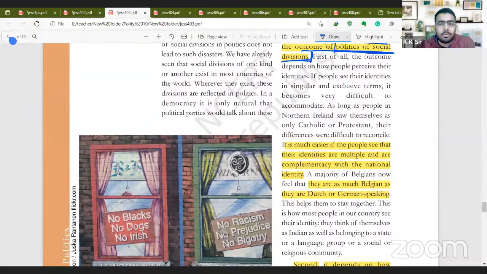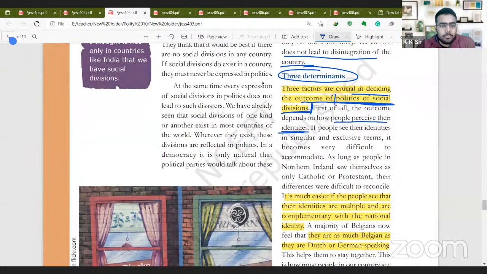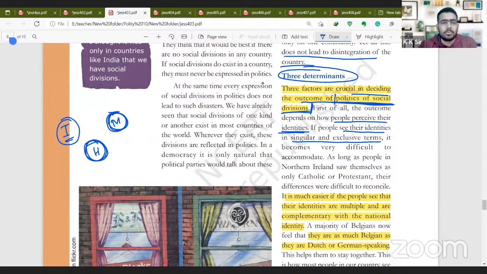The outcome depends upon how people perceive their identities. देखो, in our country, we say कि first we are Indians, that's my identity, or first we are Hindus or we are Muslims. If people will perceive their identity first as their religion or as their caste, if the people see their identities in singular and exclusive terms कि मैं तो बस हिंदू हूं, ऐसा एक्सक्लूसिव टर्म में अगर कोई सोचने लगे, या तो मैं तो बस मुस्लिम हूं, that would lead to deeper conflicts.